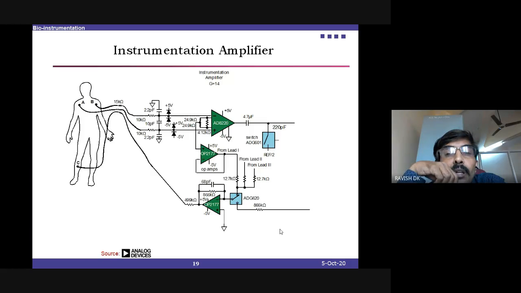So we require a high CMR, high gain amplifier with high input impedance and low output impedance, with all the characteristics of an instrumentation amplifier, impedance matching, and electrodes. I am not going into much detail on these, but we require integrated circuits, op amps or instrumentation amplifiers, because this 1 millivolt signal is amplified up to 1000 times or 5000 times.